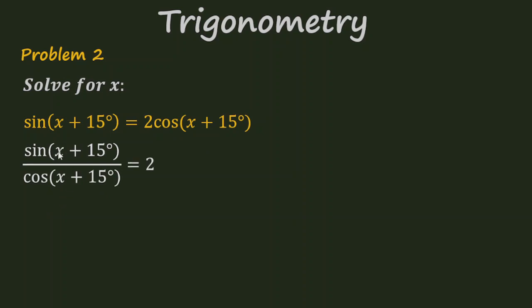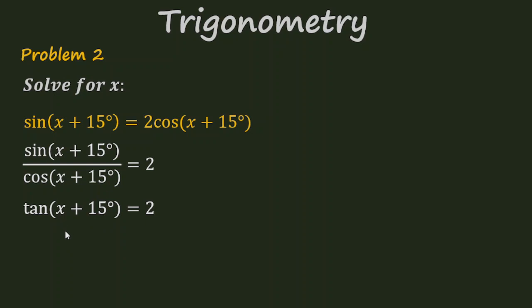We know that the sine over cos is the tangent function. So this can be written as the tan of x plus 15 degrees, simply because the angles are equal here. That's why we used this approach. We didn't use the same approach in the previous problem because the angles were not the same. Here we have x plus 15 degrees, x plus 15 degrees. That's why we are able to divide both sides by the cosine and then change this to the tangent function.